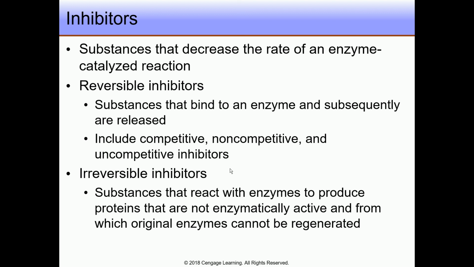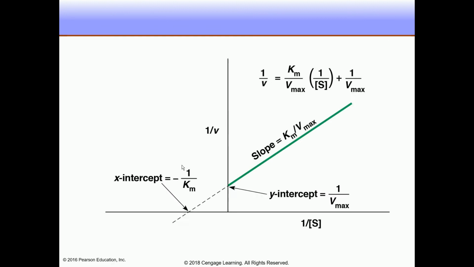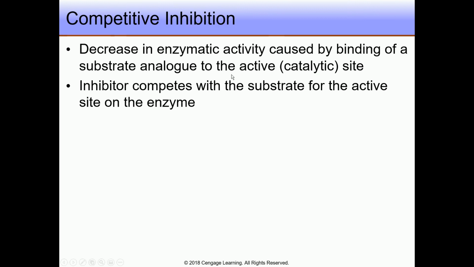Then there are reversible inhibitors. Reversible inhibitors are those inhibitors which can bind to the enzyme, and they can also leave the enzyme, so the enzyme can be regenerated and reused again. Among the reversible inhibitors, we are going to talk about competitive inhibitors, non-competitive inhibitors, and uncompetitive inhibitors. First of all, we are going to talk about the competitive inhibitors.